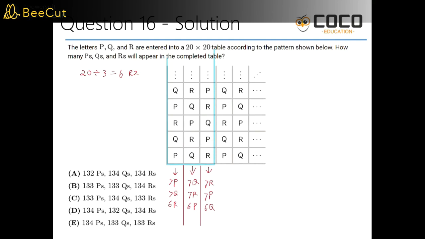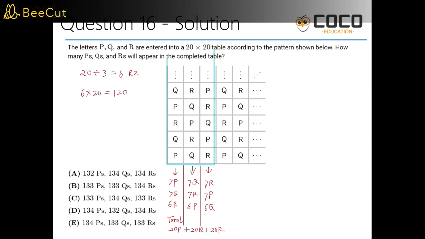So every three columns is one group. We have 6 groups. Let's see the total for each group. So you add them together, the 7 plus 7 plus 6. There are 20P, 20Q, and 20R. So since we have 6 groups of 3 columns, this is 6 times 20, that's 120. 120P, 120Q, and 120R.